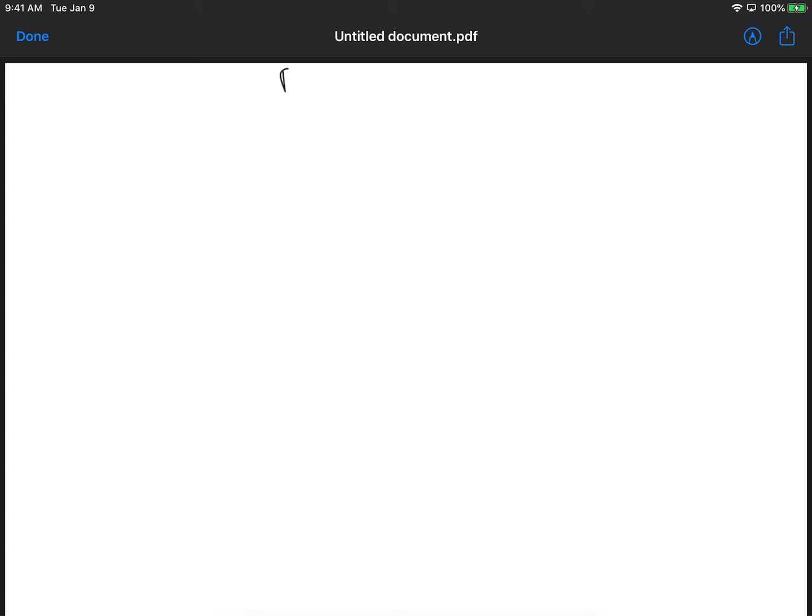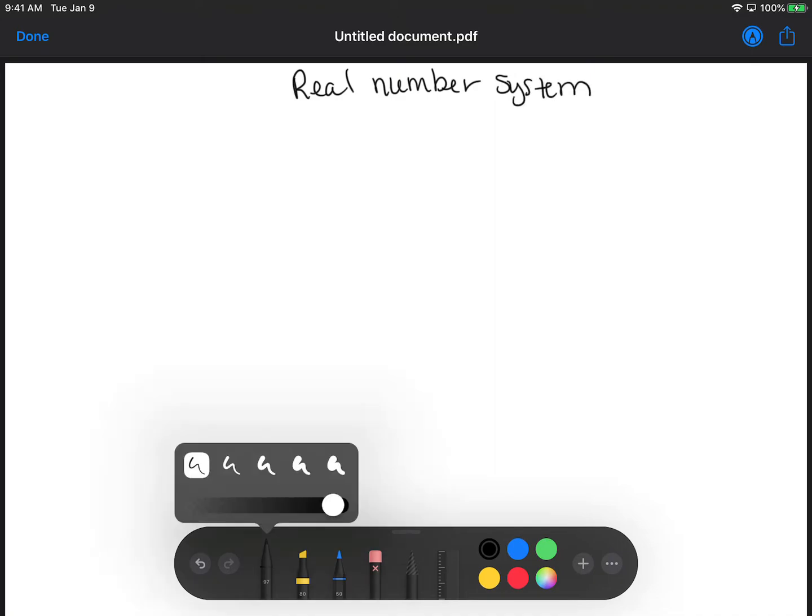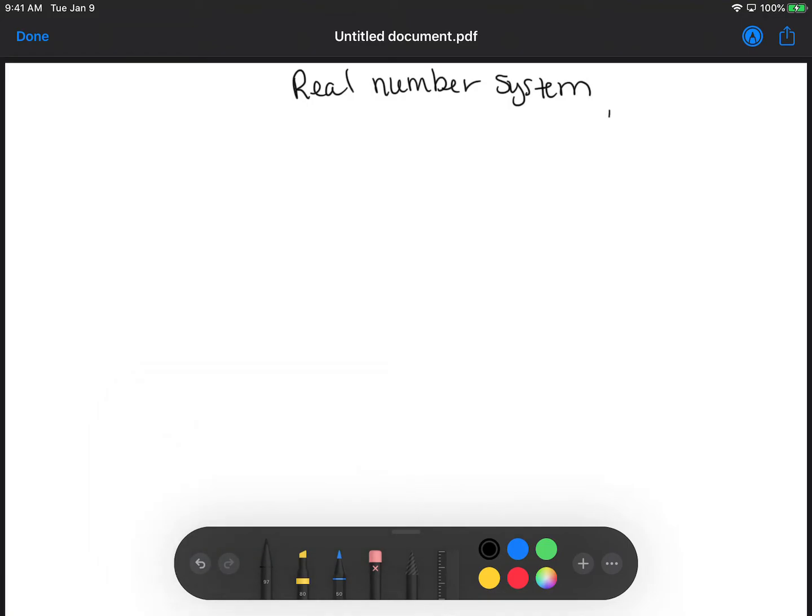So this whole thing, and I don't like how I wrote that, sorry. This whole thing is the real number system. Okay, and I'm going to break it up into two places, and I'm going to make a box out here.